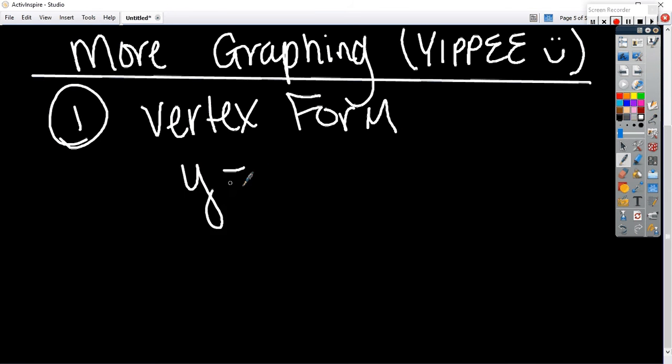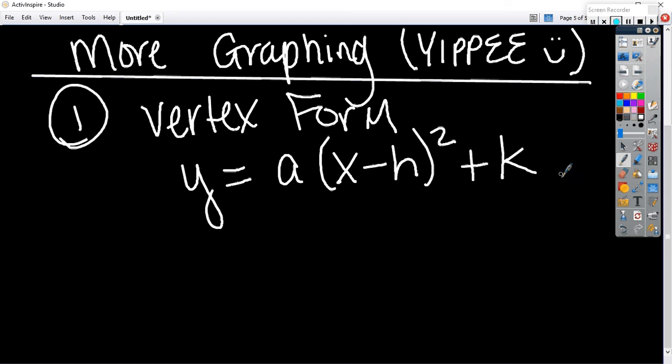And it looks a little different. A lot different, actually, right? The only thing I see that it still has that the other form has is what? The A, right? Good thing for us, the A still does the same thing that it did in standard form, okay? Up, down, skinny, wide. But outside of that, it's a whole new form, but I think you'll like it. I think it'll probably be your favorite.